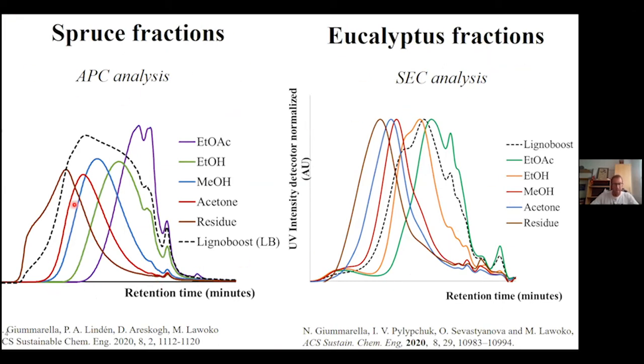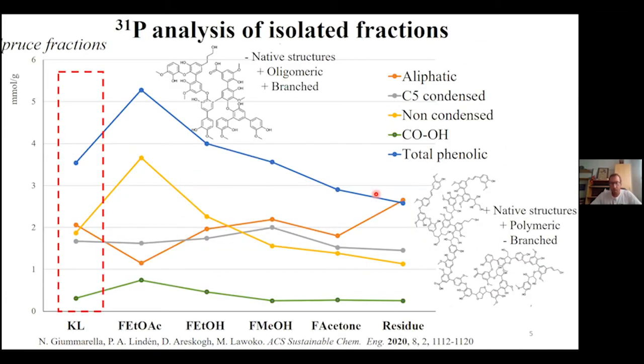Here we can see that the dispersity of the isolated fractions, which are represented with different colors, is definitely lower than the pristine starting material, which is the dotted line. This low dispersity is a condition sine qua non if we want to make new materials, new polymers from lignin. The content of functional groups of the isolated fractions was calculated by phosphorus NMR. Here we show only the result for the spruce fractions, but we got exactly the same trend for the eucalyptus fractions.